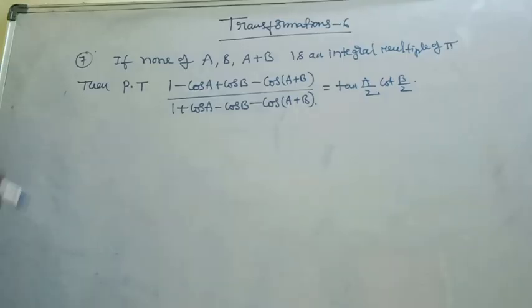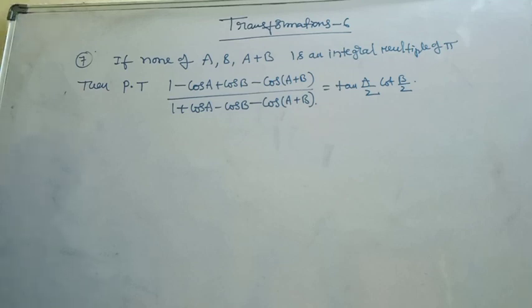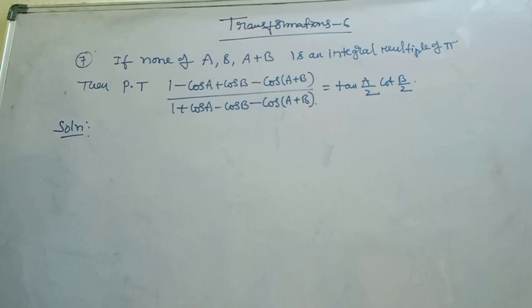Now see, we have another different problem. If none of a plus b is an integral multiple of pi, prove that (1 minus cos a plus cos b minus cos of a plus b) by (1 plus cos a minus cos b minus cos of a plus b) is equal to tan a by 2 into cot b by 2, right? This is what you require to prove, my dear students. Let us take the left hand side part and we try to get the right hand side part.